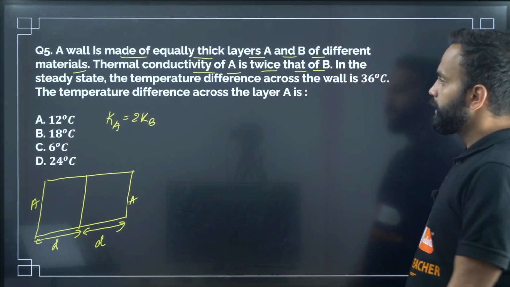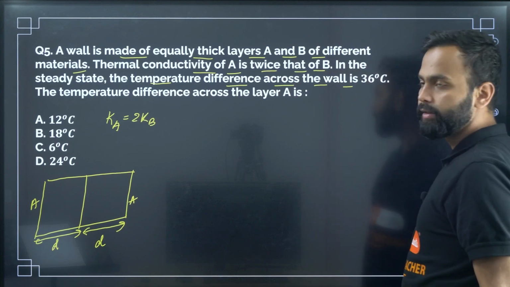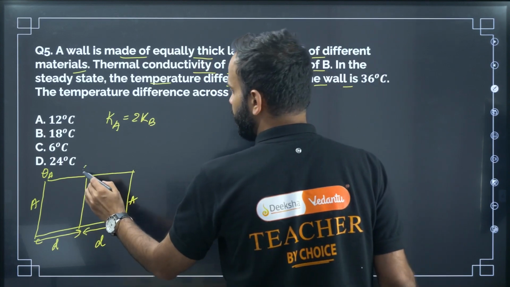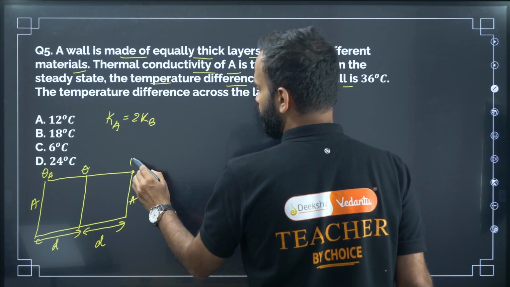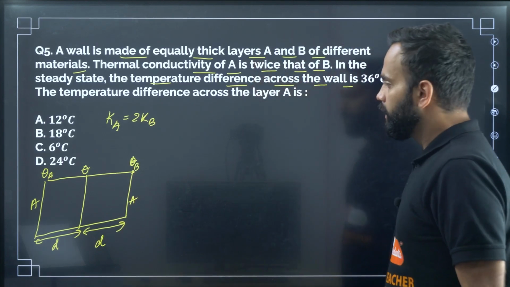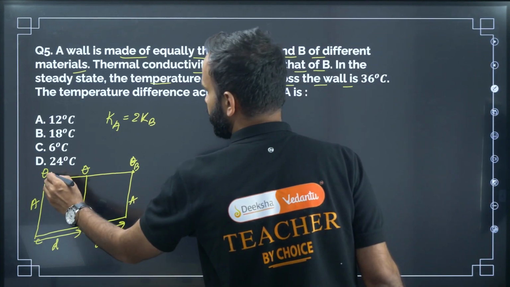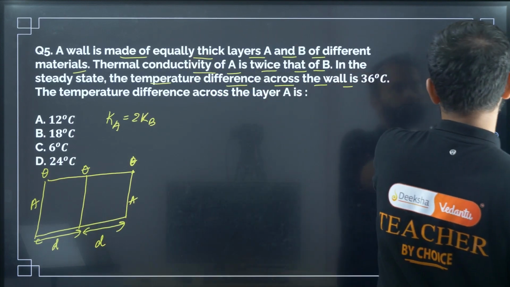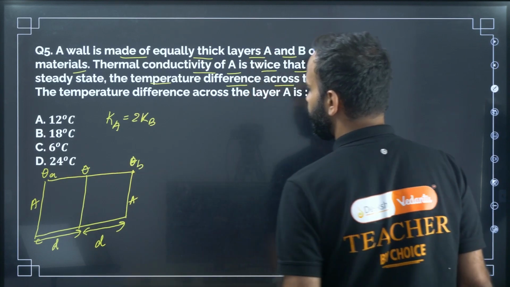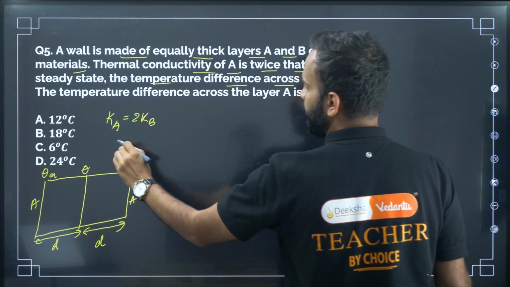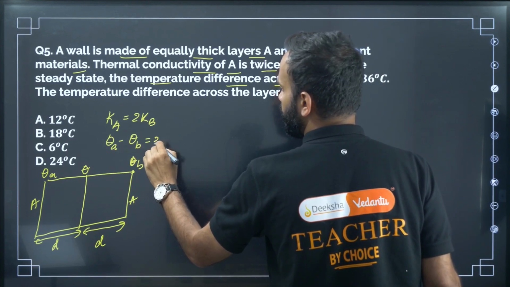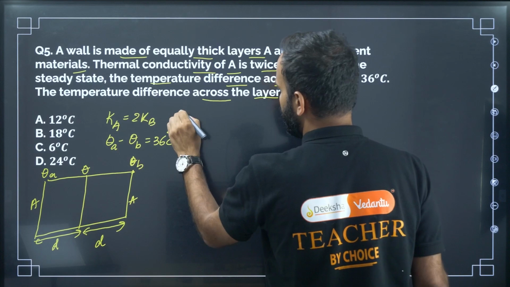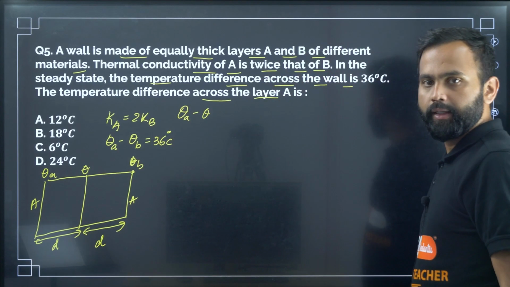In the steady state, the temperature difference across the wall is 36 degrees Celsius. Okay, so this is the temperature at A, theta A, and theta is the temperature at the junction, and theta B is the temperature at B, right? So here this is small a and this is small b. Theta A minus theta B equal to 36 degrees Celsius. We need to find the value of theta A minus theta, the temperature difference across the layer.